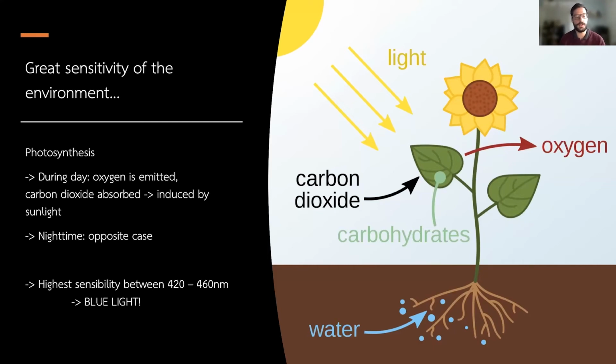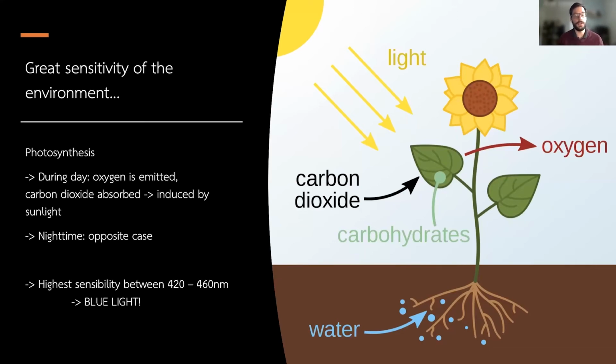And usually, in the nighttime, the opposite case is happening. What we also know is that photosynthesis is especially induced by light at shorter wavelengths. Between 420 and 460 nanometers, there is the highest sensitivity of plants to undergo photosynthesis. So just think about nighttime, a plant under a street light. What is happening at night if it still receives light? Of course, it has to undergo photosynthesis during the night and maybe also during the winter.